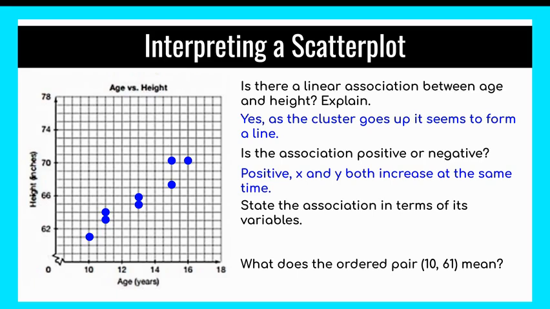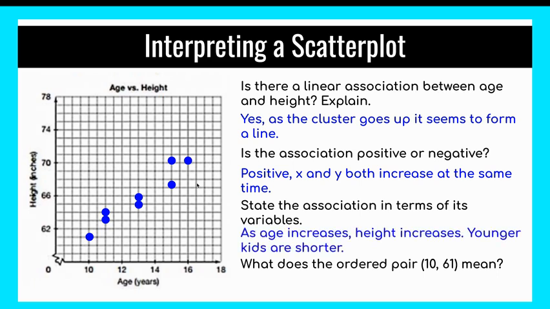And we're going to state the association in terms of the variables. This is the part where people make the most mistakes. When I ask you to state the association, I'm asking you to write a sentence that uses the independent and dependent variable in words, and how they are connected. Well, here's my sentence: as age increases, height increases. There's a sentence. I've written it out, making sure to use my independent variable and my dependent variable. I said age and height. You have to include those words when you state the association. So as age increases, height increases. Younger kids are shorter. That's another relationship between them.